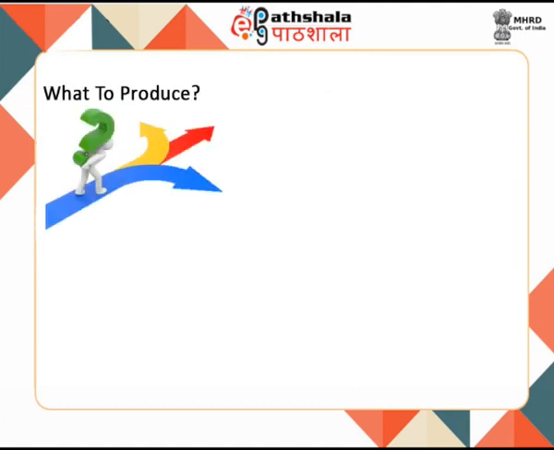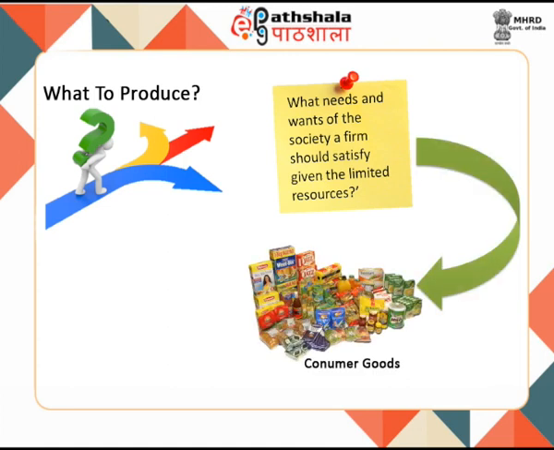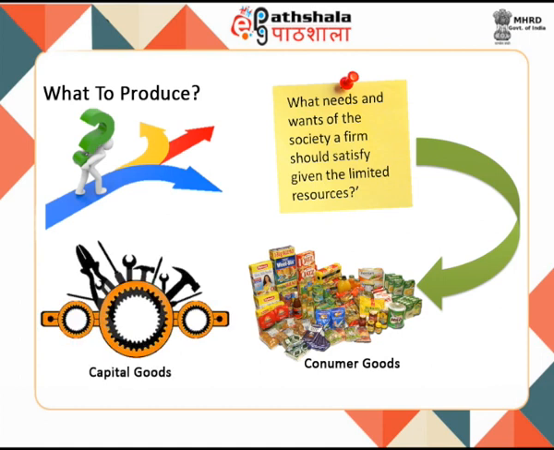What to produce? In microeconomics, we study the problems of choice. The first choice that a firm needs to answer is what needs and wants of the society it should satisfy, given the limited resources. It can choose either to produce consumer goods like food, clothing, etc., or produce capital goods like machinery, tools, equipment, etc.